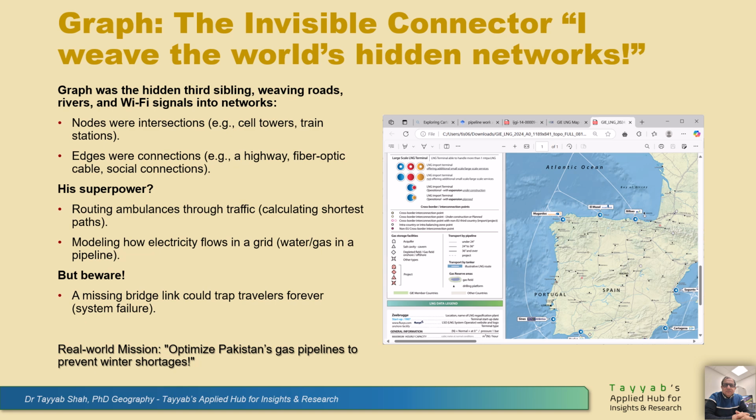And in case of the real world mission, optimize Pakistan's gas pipelines to prevent winter shortages.